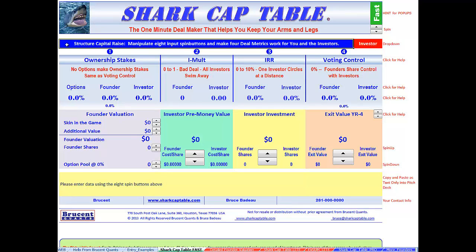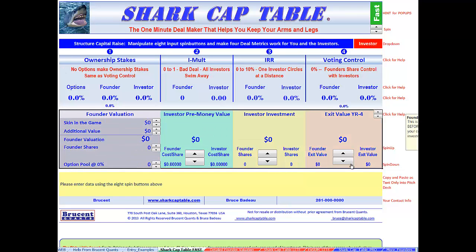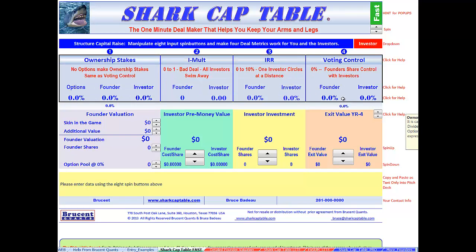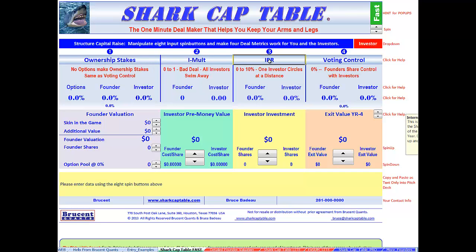I'm going to show you how to structure a capital raise by manipulating these 8 spin buttons contained in the yellow and the brown and the green and the light purple section. We're also then going to see what happens to the 4 metrics: the ownership stakes, the I multiple, the internal rate of return, and voting control. Without further ado, let's make a deal.